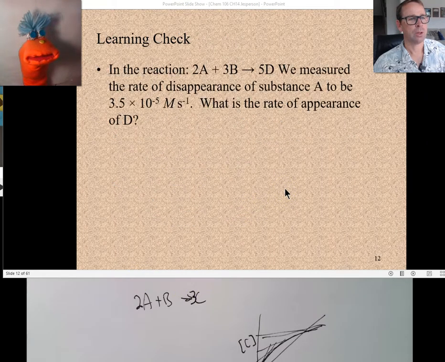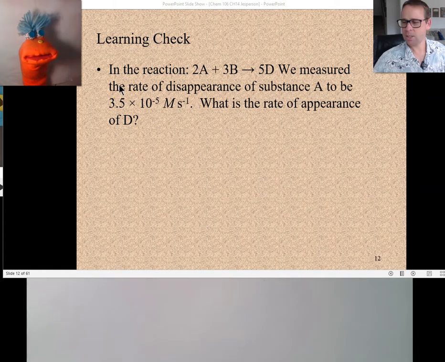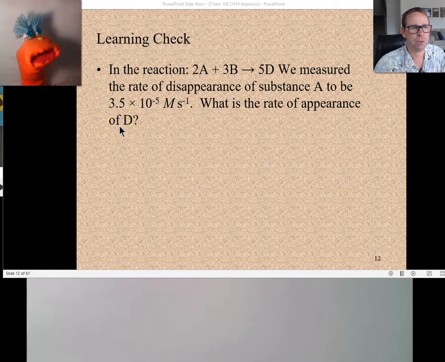So, here's an example. Here's a chemical reaction, and we measure the disappearance of substance A to be 3.5 times 10 to the minus 5. What does this stand for? That's molar per second. That's right, concentration per second. And so then the question is, what's the rate of appearance of D? Let's see, 3.5 times 10 to the minus 5 is for which one? It's for A.